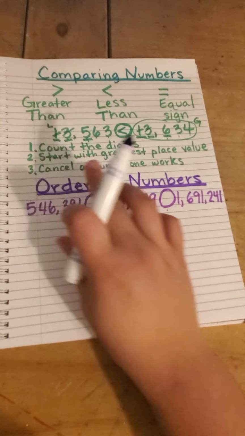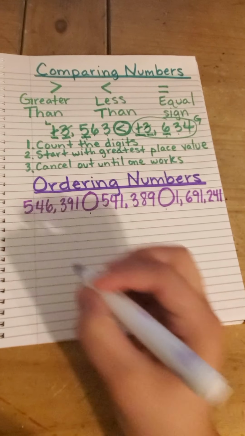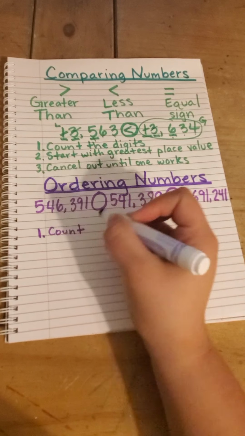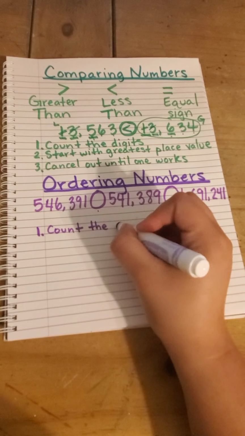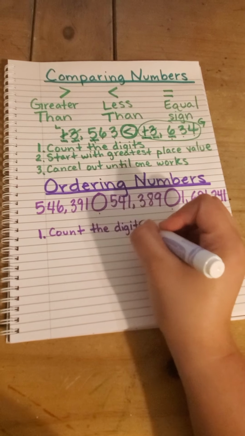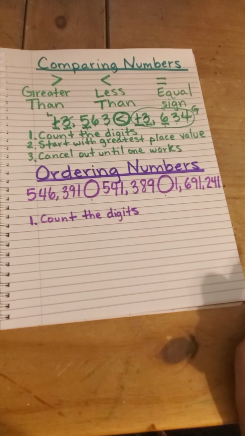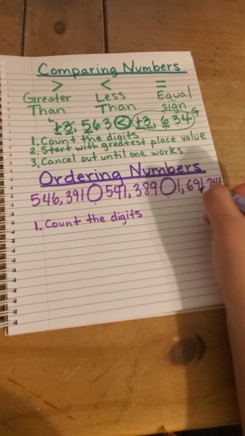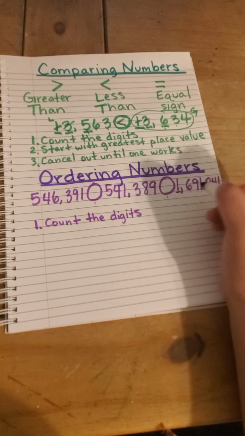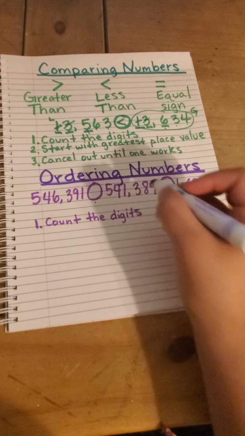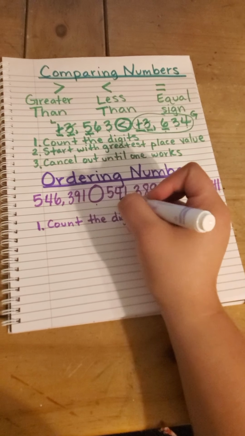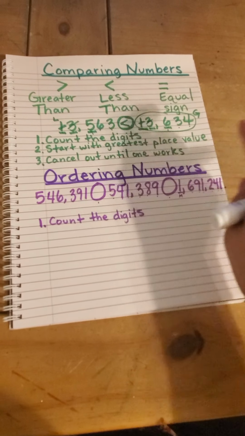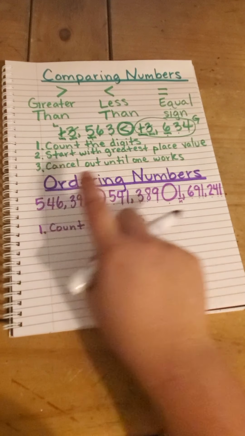So first thing I'm going to do, I'm going to follow the same steps as comparing numbers. First, I want to count the digits. I want to see which one is the greatest. So here I have ones, tens, hundreds, thousands, 10,000s, 100,000s, and millions. So this one went up to the millions. Ones, tens, hundreds, thousands, 10,000, 100,000s. So this one didn't go up to the millions. So I already know this one is greater. So now let's check it with this one.